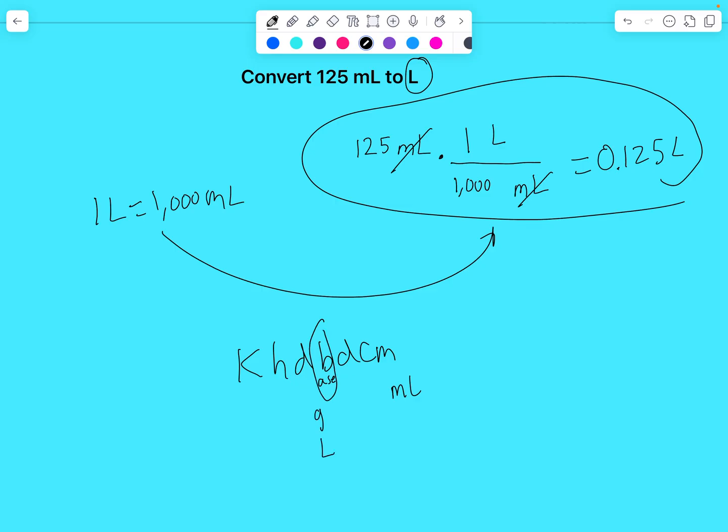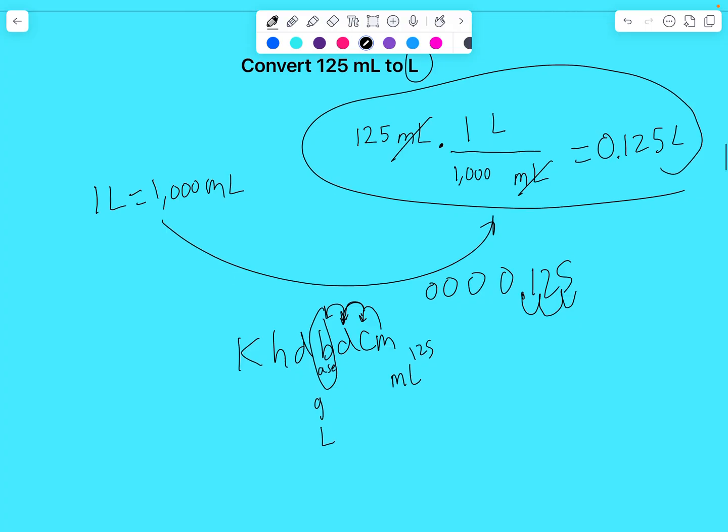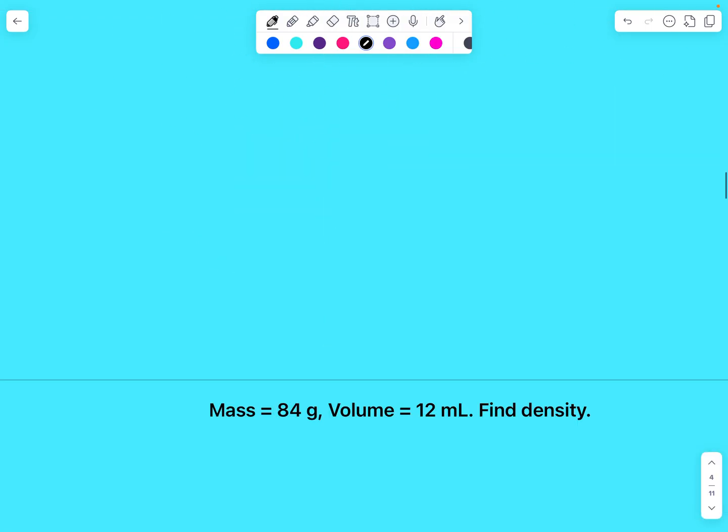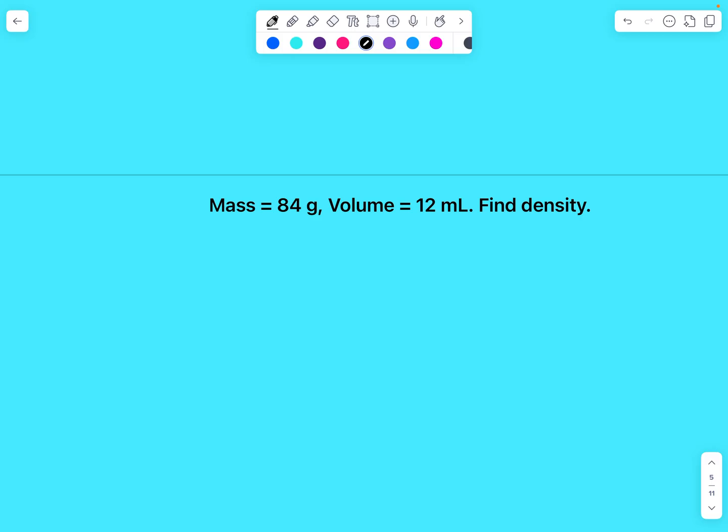So if I'm at 125 milliliters, look at this. 1, 2, there you go, 3. So it still tells me the same thing. I got to move back 3 times. 1, 2, 3, 0.125 liters. Milliliters to liters should get smaller. There you go. Okay, let's talk about this one.